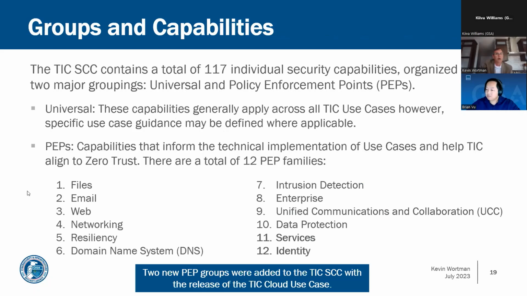So again, here is just an overview of the capabilities. Again, there are 117 capabilities grouped by PEPs. So we have the universal capabilities, and then we have 12 PEP capabilities. So the 117 includes both the universal as well as the individual PEPs, and there are a total of 12 of them. We have bolded the 2 new PEPs that were added with the release of the cloud use case. Next slide, please.